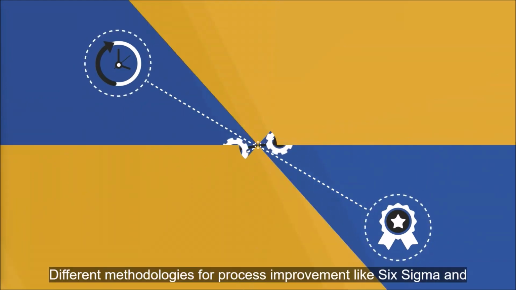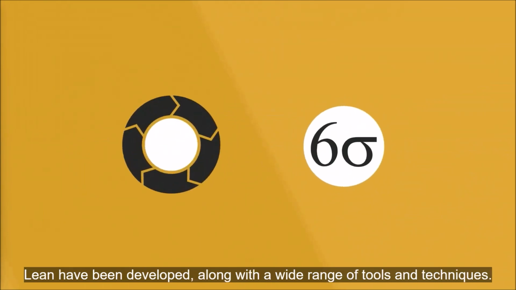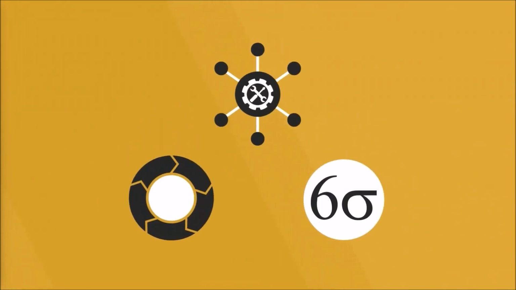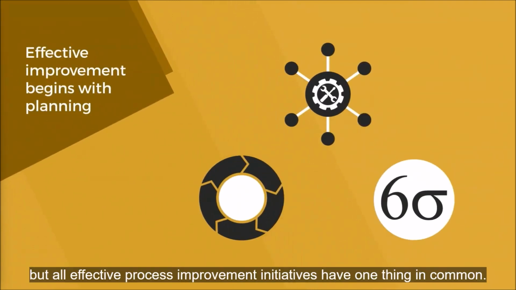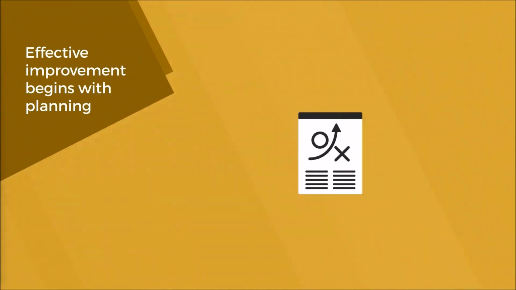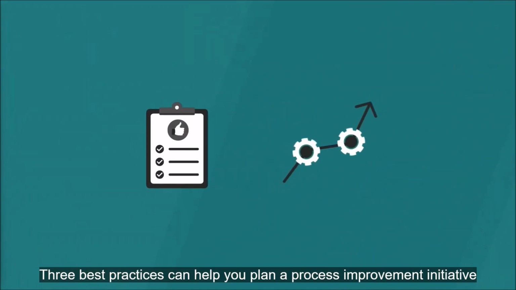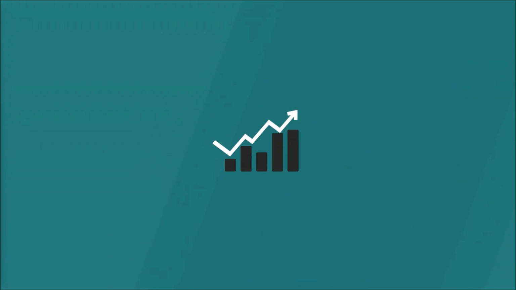Different methodologies for process improvement, like Six Sigma and Lean, have been developed, along with a wide range of tools and techniques. Approaches differ, but all effective process improvement initiatives have one thing in common. They begin with proper planning. Three best practices can help you plan a process improvement initiative, so it has the best chance of success.